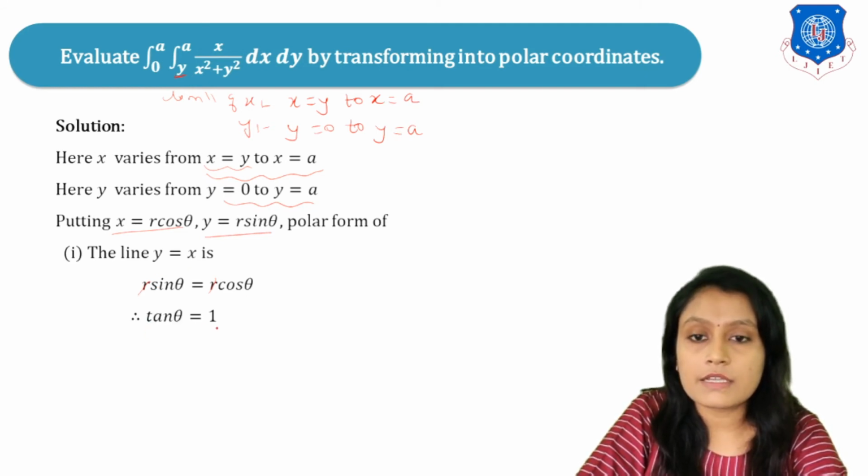Here tan theta is equal to 1. Bring this cos theta here. So sin theta upon cos theta, that is tan theta, is equal to 1. And from this we can say that theta is what? Pi by 4. Okay, next.